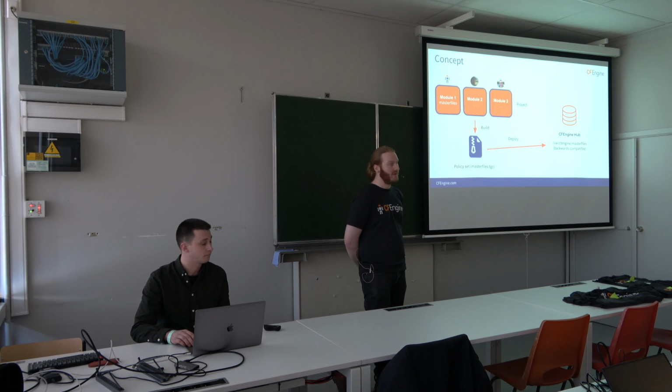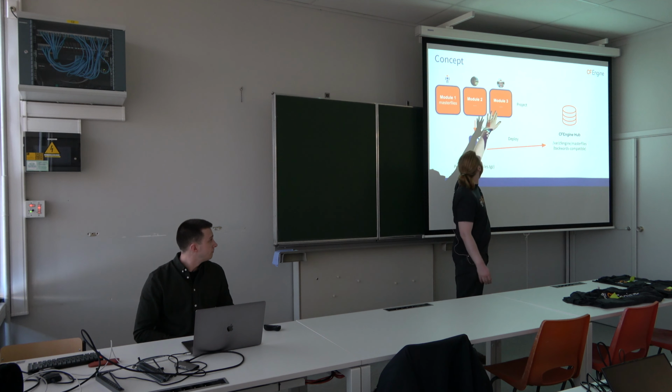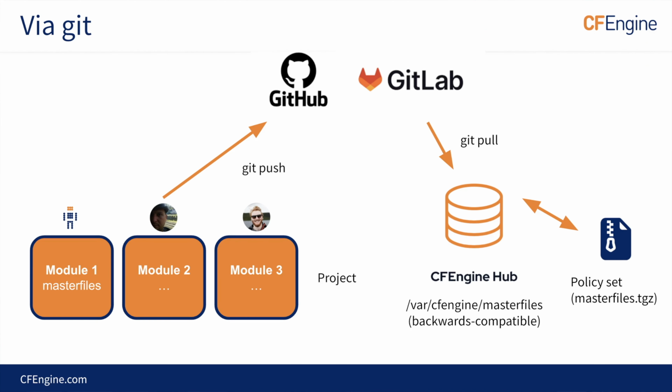So this is what it looks like. You have your project up here. It can have modules from us, like the default policy. It can have a module from Nick back there. It can have a module from me. And then you run the build. All of that goes into one policy set. Here it's a tarball. You deploy that policy set to your hub, and it ends up in /var/cfengine/masterfiles, which hopefully you're familiar with.